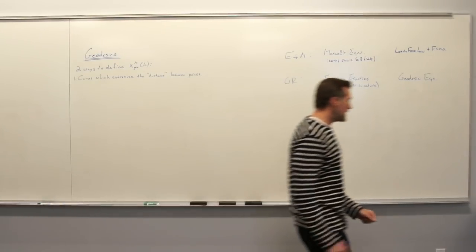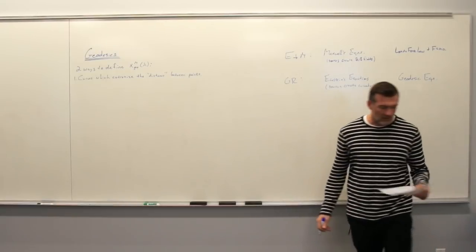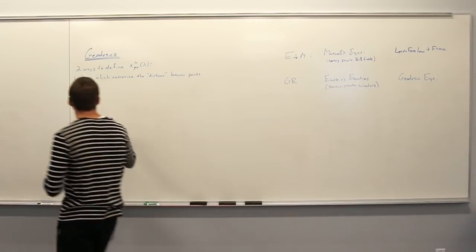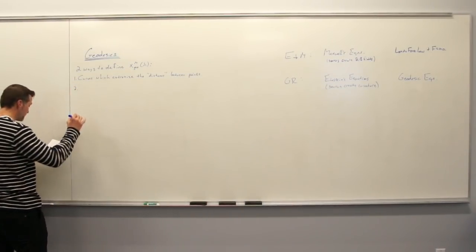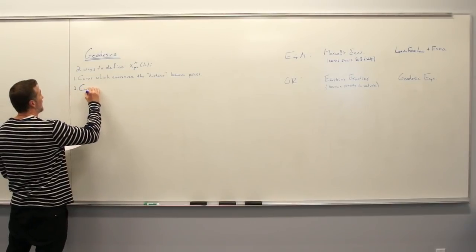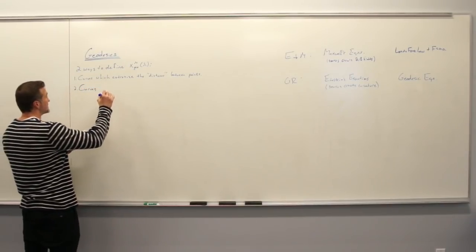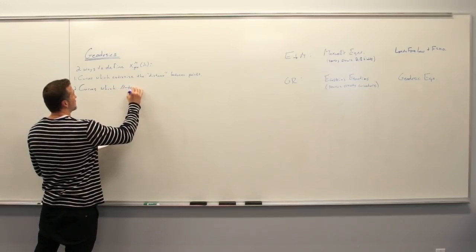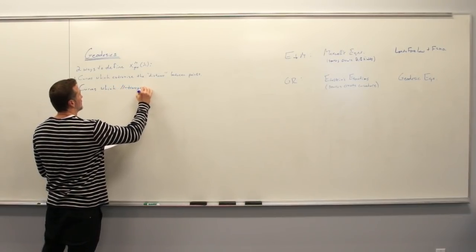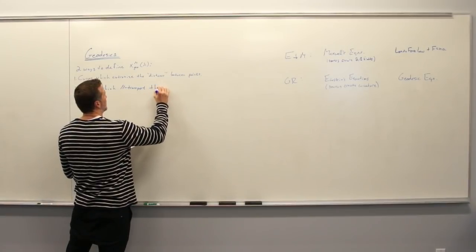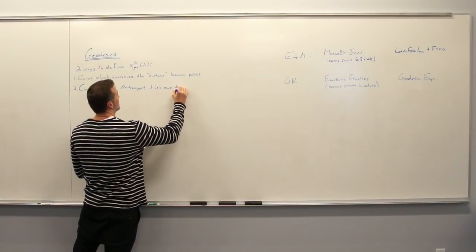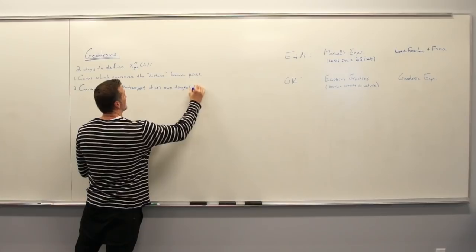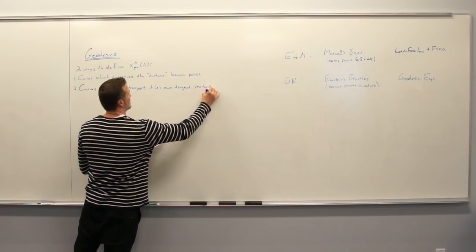Okay, so the second definition is one which is actually going to allow us to do something a little more formal in terms of the math. And the second definition is these are curves which parallel transport their own tangent vectors. Okay?